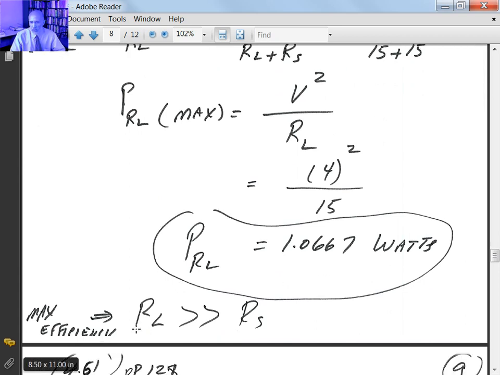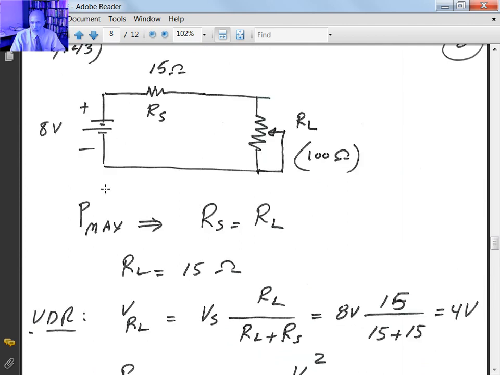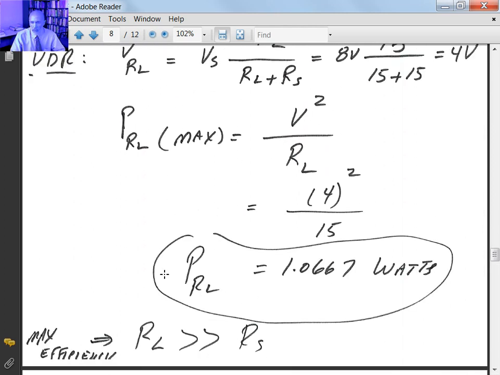Now for maximum efficiency, R_L has to be much greater than R_S. So if you're designing a generator, you really want to make sure the internal resistance, or the winding of your armature, is much smaller than the resistance of the load. Because if you look at this, you only have 50% efficiency, since 50% of the power is dissipated inside the internal resistance of your source, outside the load. That's not really efficient, but it does give you maximum power transfer.